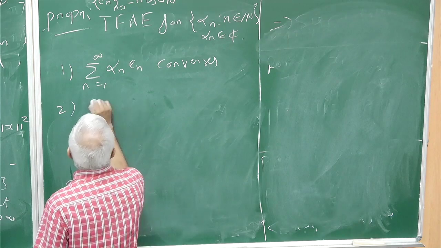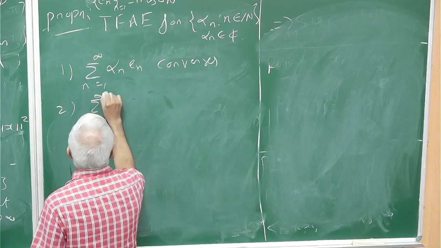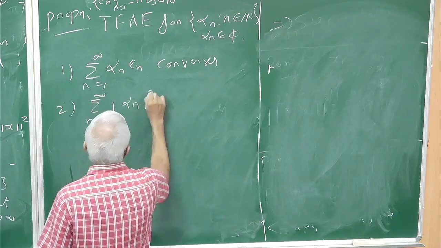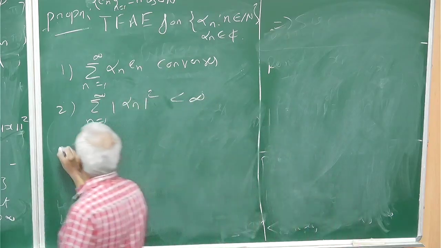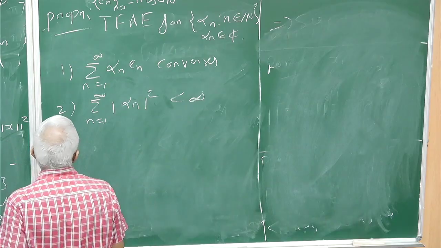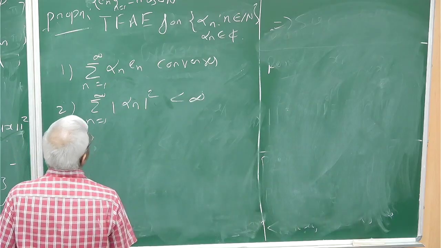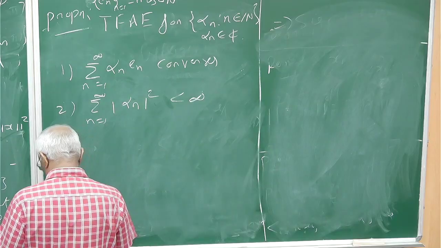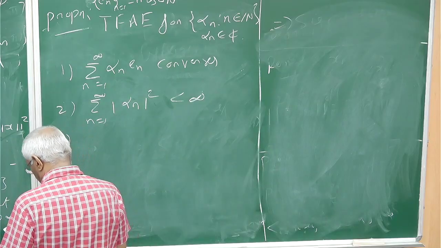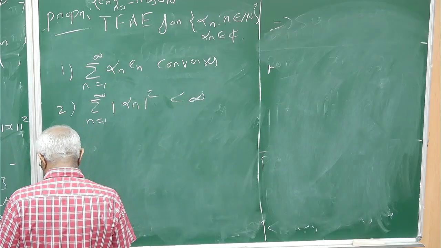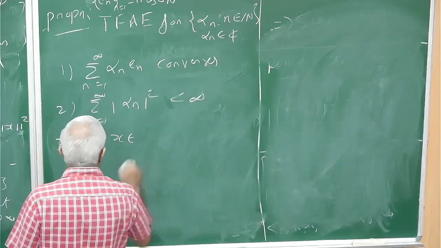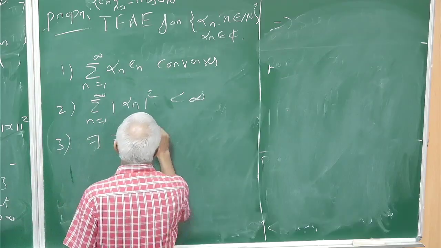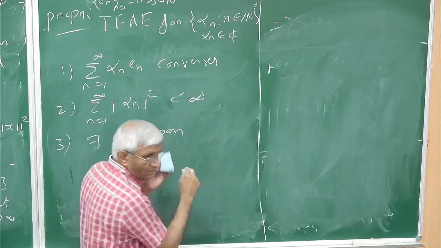The second statement is the summation n equal to 1 to infinity. This is just about numbers, complex numbers. Then the third one is what? Just I think it is a closure of the span of. I was wondering whether there is something in between.